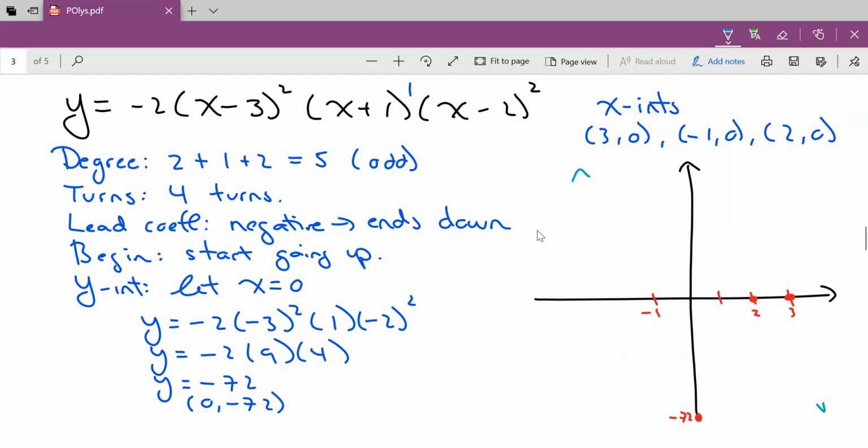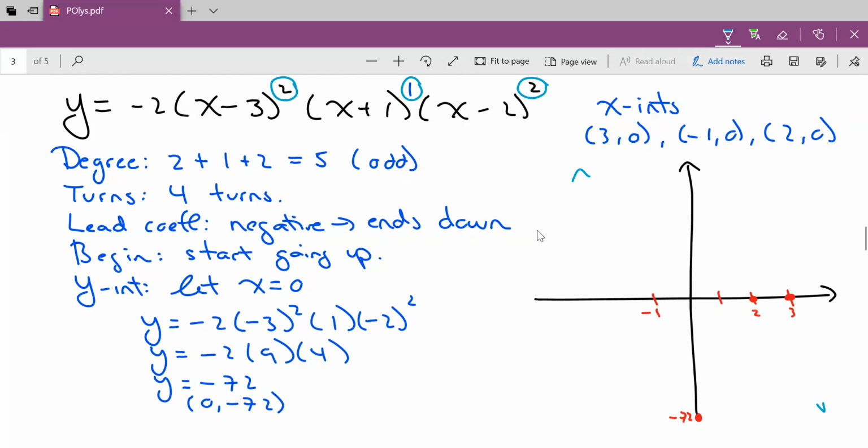Now, how is this thing going to look? Okay, this is the last piece of graphing that I really need you to know. What we need to do is come back to our function that's factored, and look at the exponents on each of our factors. This is known as the multiplicity. So the exponents on each of our factors will be called the multiplicity.